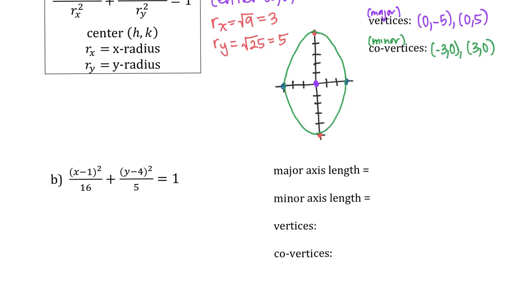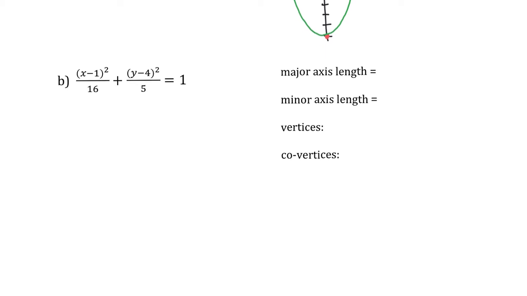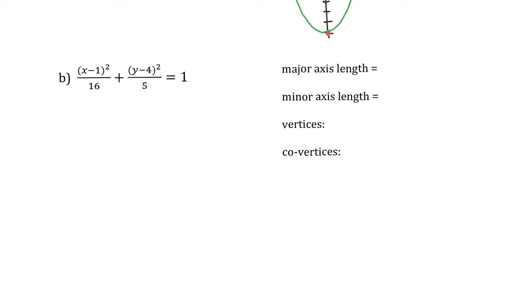Okay, let's go ahead and look at one that's not centered at (0, 0). Now that we know the shape, this is still an ellipse. It is in standard form. I see that this center is going to be (1, 4). The x radius squared is under here, the y radius squared is under here, and this has to equal 1. Okay, let me identify the center. Center is (1, 4). The x radius would be the square root of 16, which is 4. The y radius is the square root of 5.